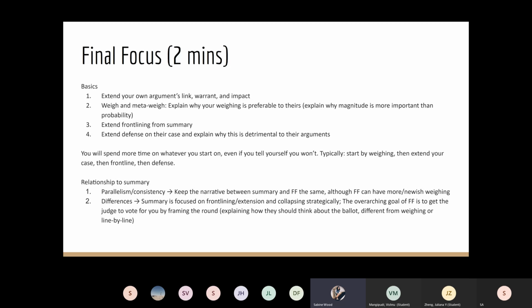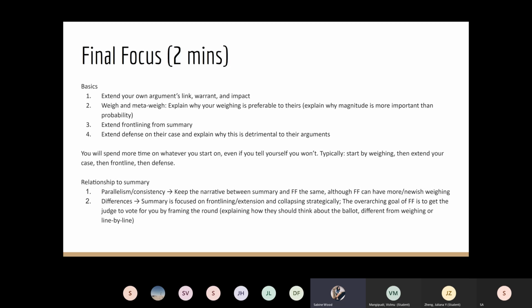So you have to assume that you will spend more time on whatever you start on, even if you think that you will be able to prevent yourself from doing so. So that's why I would recommend starting by either weighing or extending your own case, because it's more important that you're winning your own arguments than it is that your opponents aren't necessarily winning theirs. And then it's easier after that if you go on to their case. I also think it's just more effective to start a little bit stronger by explaining why your arguments are true.